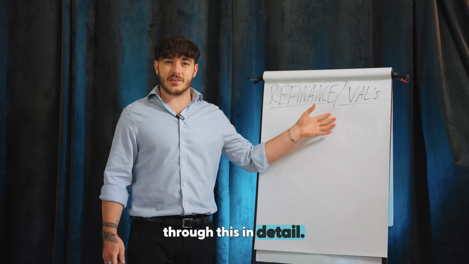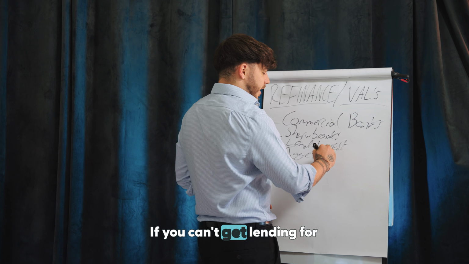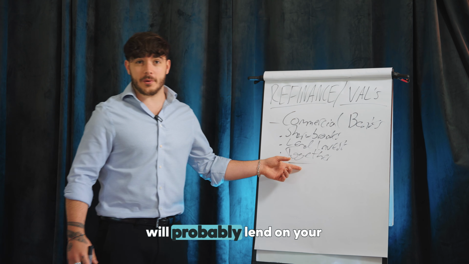Now, most people always want that commercial valuation, but usually that kicks in around the 5 or 6 HMO mark and above. But you want to get the right mortgage, you want to get the right lender. So those lenders, you're looking for those commercial banks. That could be your Shawbrooks or a Lendinvest and a long list of others. Together are usually the lender of last resort. If you can't get lending from anyone else, then Together will probably lend on your asset.